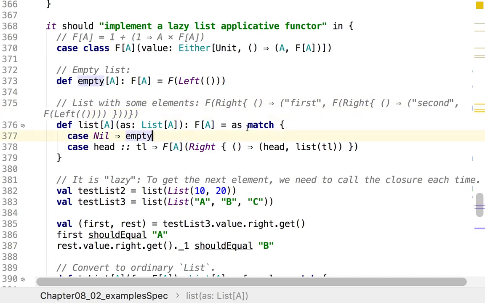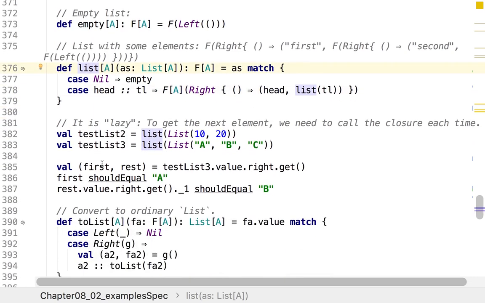So that's easily done. We match on the list. If it's empty, we return the empty, which we defined here. If it's not empty, we match on head and tail. We return an f with a right inside and a function like this, which will return a tuple of head and again a value of type f of a, which is a result of applying the same function list to the tail of the list. So that is easily tested now.